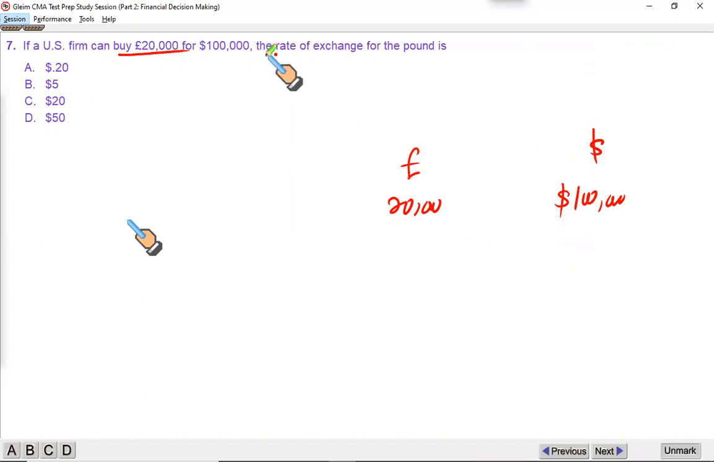Now, if this is so, the rate of exchange for the pound is the rate of exchange for the pound. Now, what we have to do, here most of you will get confused, the rate of exchange for the pound. Now, the question is, should the pound be in the denominator or should the dollar be in the denominator? That's the question. Should the pound be in the denominator? This is the rate of exchange for the pound.